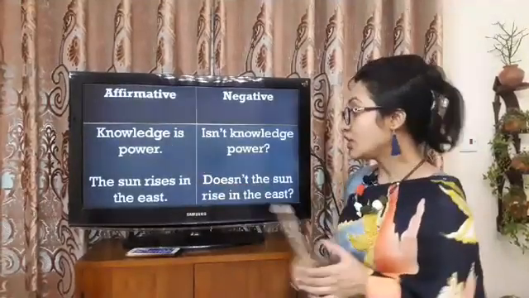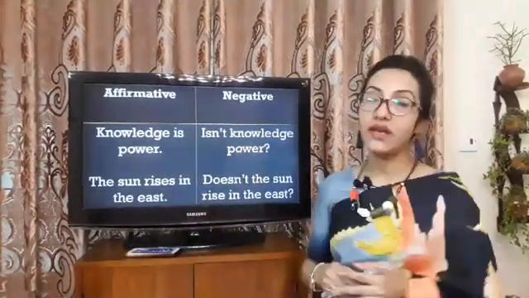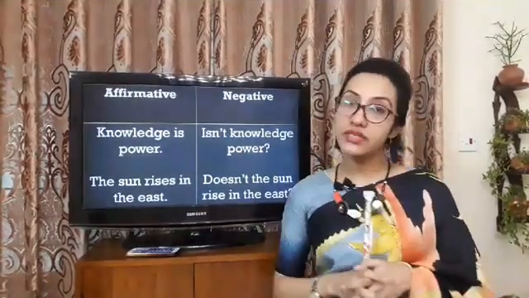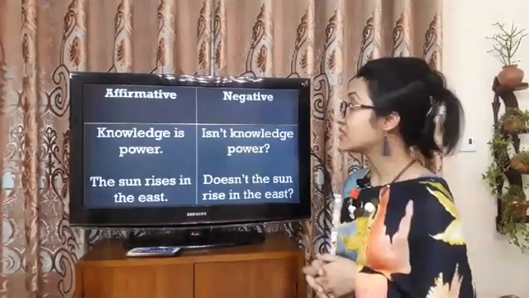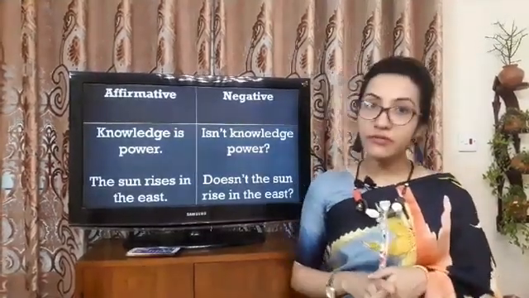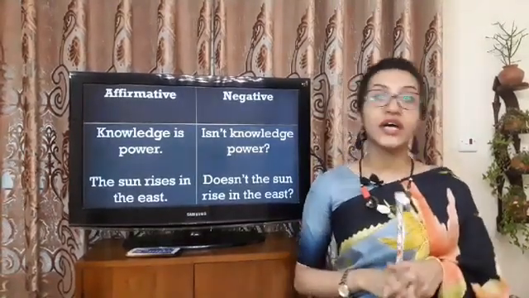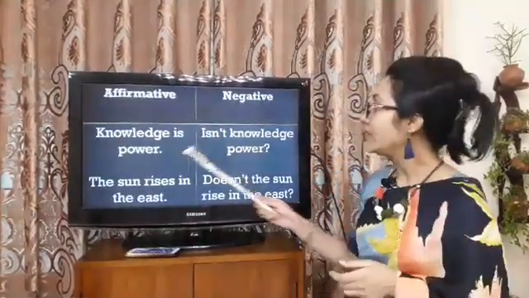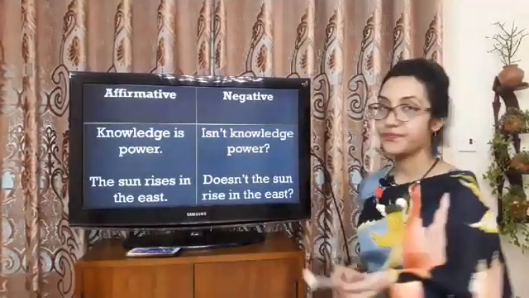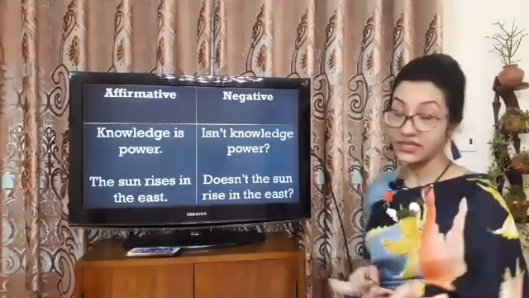Now, knowledge is power. The sun rises in the east. Now, what can we say is common in these two sentences? The common scenario here is both sentences are general facts or universal truth. হয় চিরন্তন সত্য অথবা সাধারণ সত্য. So when we make it negative, we have written, isn't knowledge power? And doesn't the sun rise in the east?